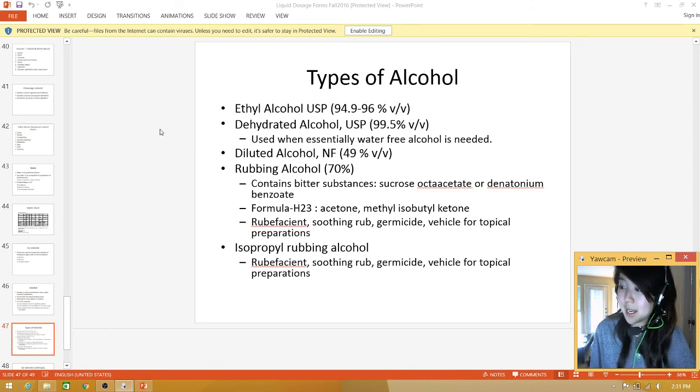Rubbing alcohol and isopropyl alcohol are very similar in terms of uses, usually topical, but rubbing alcohol is ethanol. Isopropyl alcohol cannot be broken down by the body, so it's going to be lethal when consumed in large quantities. Technically, you can consume rubbing alcohol, but you really shouldn't do that either, which is why they contain bitter agents such as the sucrose oxaloacetate, so that people don't consume it.